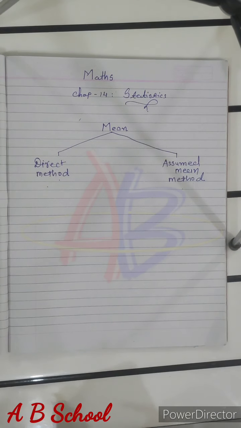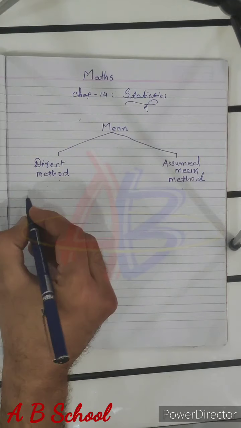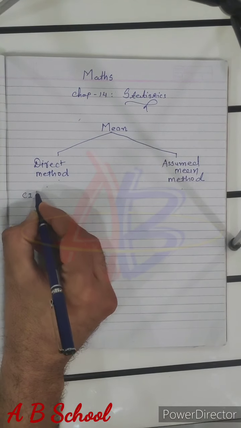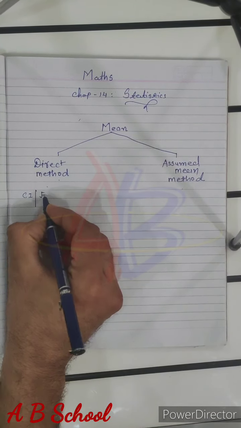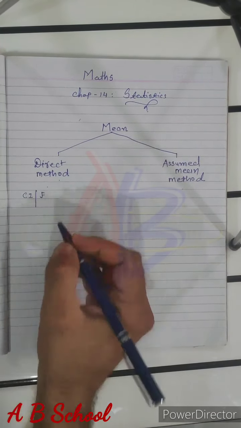So with the help of direct method, as we know, we will have class interval and frequency. These two things will be given to us. From class interval, the addition of lower limit plus upper limit divided by 2 will give us the xi. So after getting xi, the multiplication of fi and xi will give us fi xi.